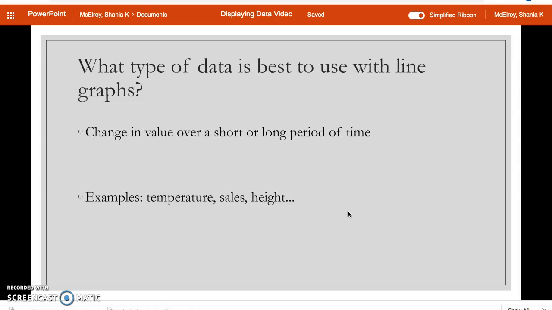What types of data is best to use with line graphs? That would be change in value over a short or long period of time. Some examples could be temperature, sales, or height.